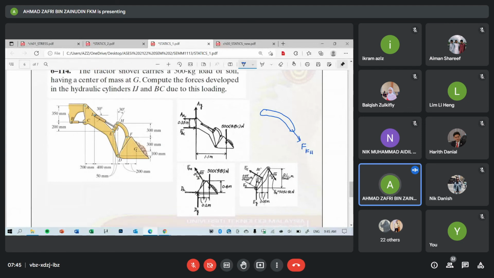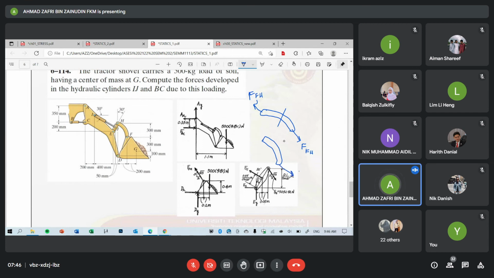Okay, and then the other side. How do we know whether this is in axial load or not? Okay, you just make a section. All right, you make a section. So we have this.